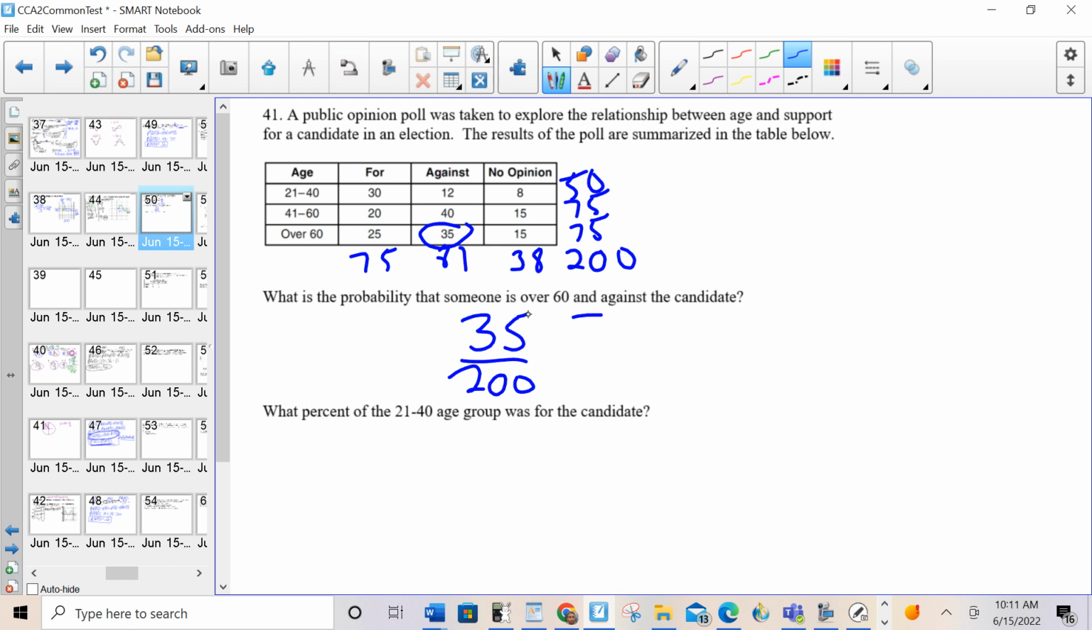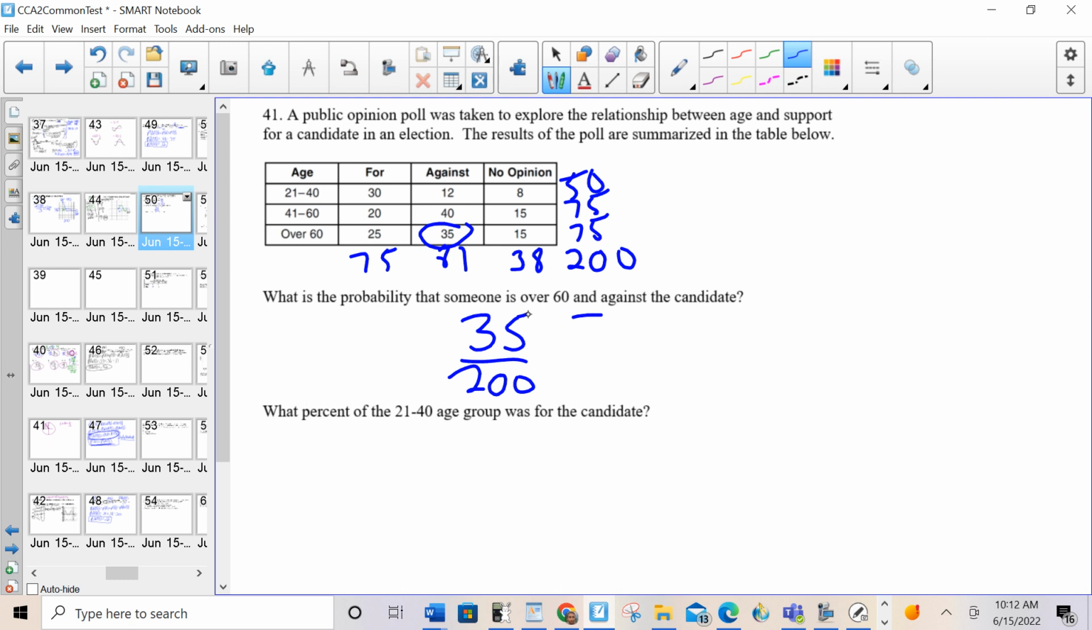What percent of the 21 through 40 age group is for the candidate? Am I choosing from everybody or am I choosing from a certain group? I'm choosing from a certain group. There's no keywords here. A keyword for conditional probability is given that. If I say the phrase given that, the condition, the group you're choosing from, always comes after the phrase given that. And you can watch this video on two-way tables for more details.